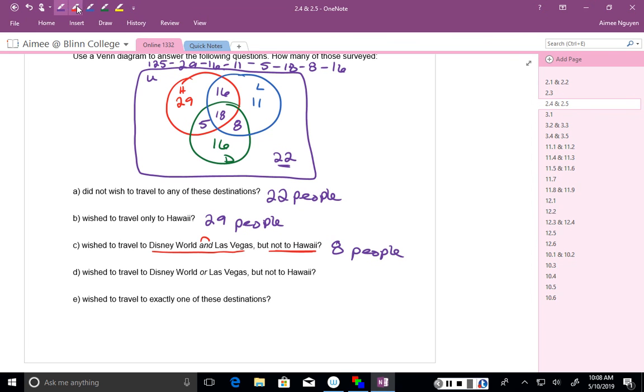Okay, so now we're going to go Disney World or Las Vegas, but not Hawaii. So this time we're looking for all of the stuff in green, all of the stuff in blue, but none of the stuff in red, right? And so now we have to take those numbers. So 11 plus 8 plus 16, and that gives me a total of 35 people.